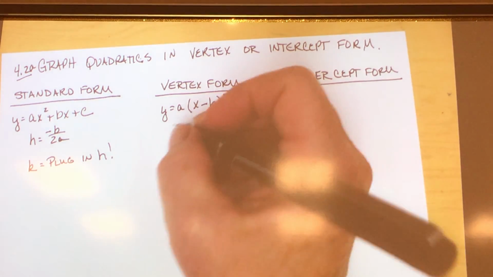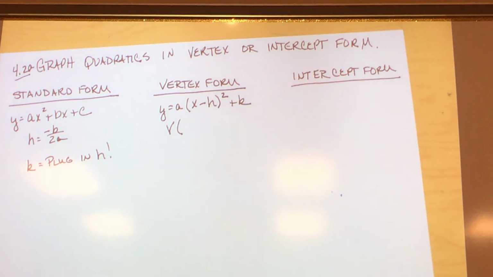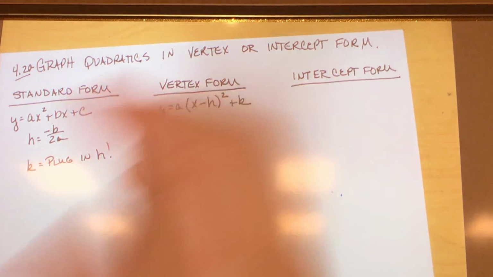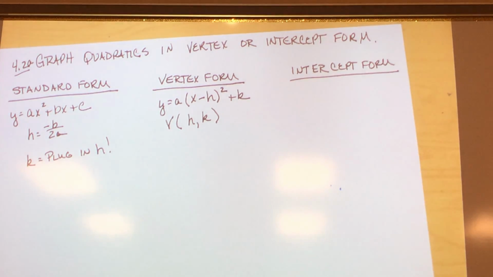All right? So, what's my vertex? H, K. That's it, people. H, K. What? That is so stinking easy. HK. Just shout it out. All right.